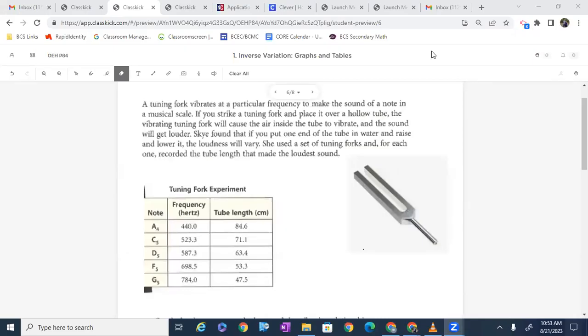Hey, y'all, let's go ahead and look at inverse variations with graphs and tables. I'm just going to help you create the equation of the table that is there. So let's go ahead and understand what's happening in our word problem.